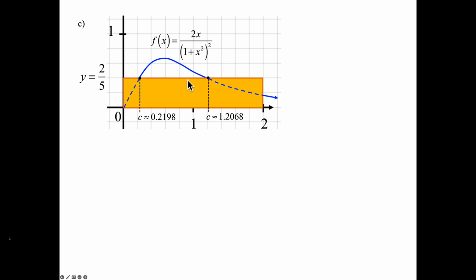This area here in gold is the same area that would be under the blue curve from 0 to 2. And that wraps up our 7.5.